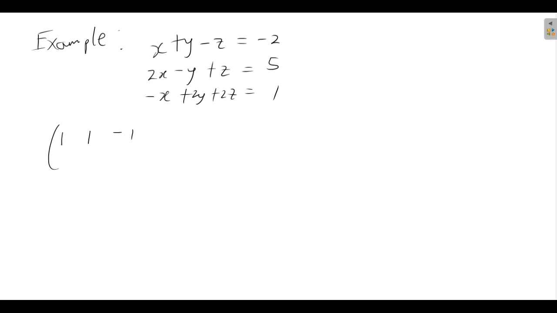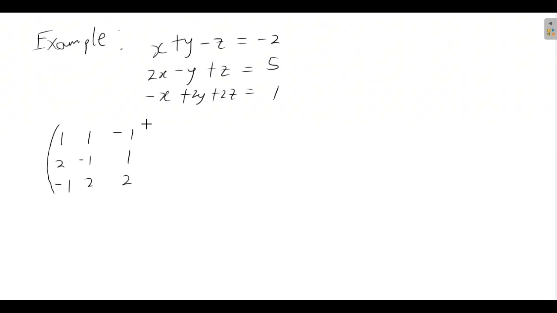In fact, let me clear this and then expand this bracket a little bit. We are going to get a 3 because we have a 3-system of linear equations. We are going to get a 3 by 3 matrix. All right. So the next row we are going to have 2, -1, then 1. And with the last row we are going to get -1, 2, and then 2.